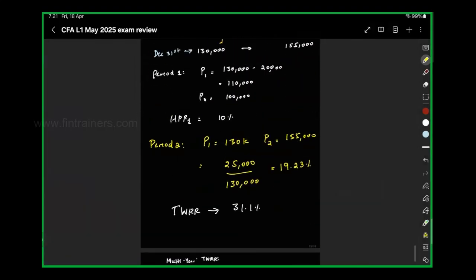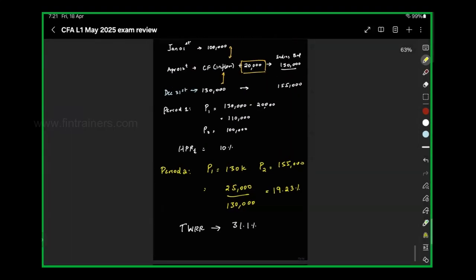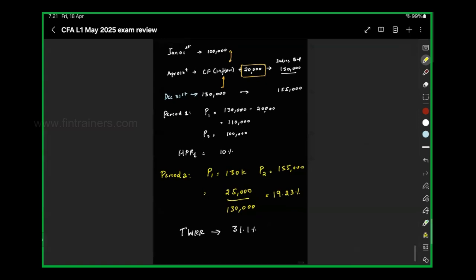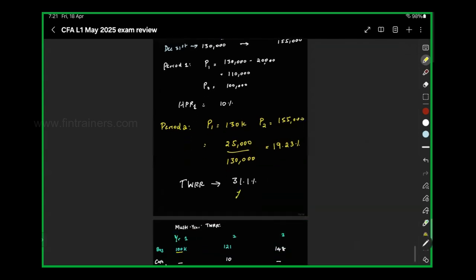So you have to be careful. If it is just a regular within a year time weighted rate of return, you just link it. You don't have to do the geometric return. We are just linking in the first one, the 31.1%, it is just linkage. So 1.1 multiplied by 1.1923 minus 1, and that gives you that 31.1%.